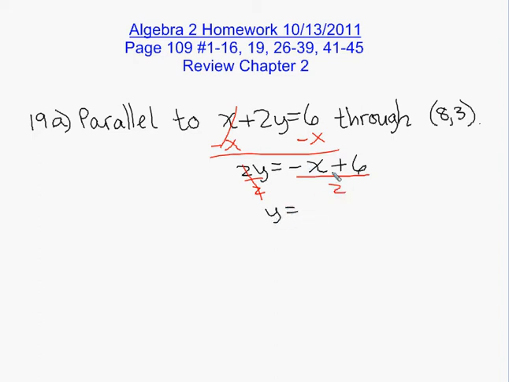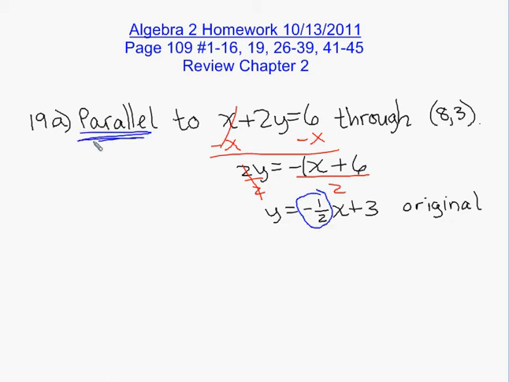Alright, we're going to divide 2 into both of these terms. You can see 2 goes into 6 evenly. Remember that's a 1x, so 2 goes into negative 1. We just write negative 1/2 x plus 3. So this is the equation of the original line. Okay, now what is the slope of the original line? The slope of the original line is negative 1/2.